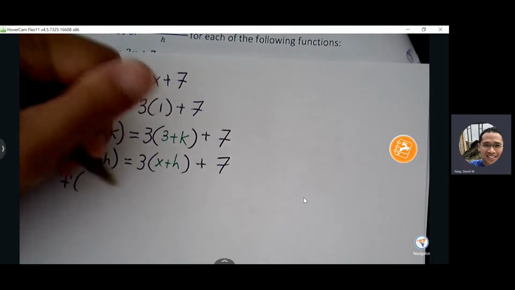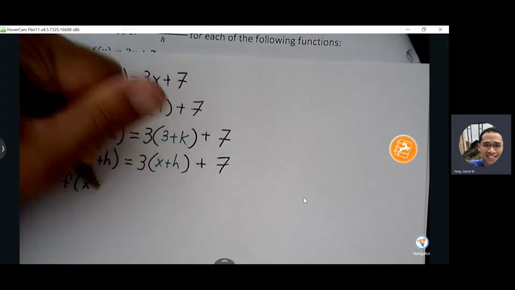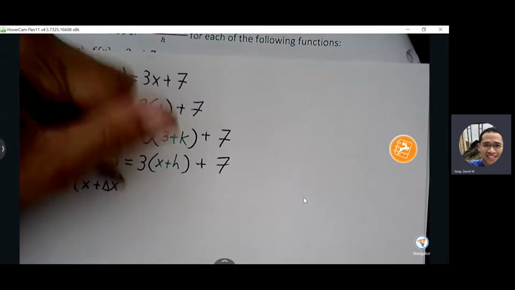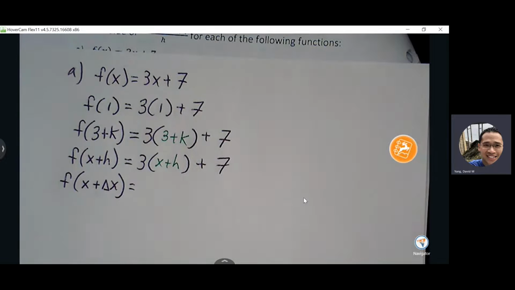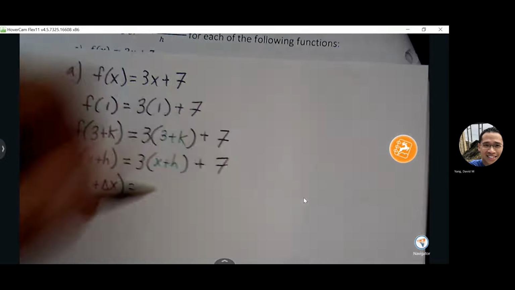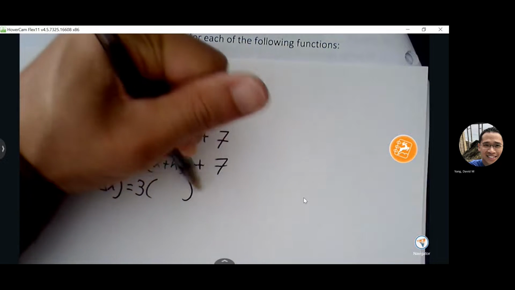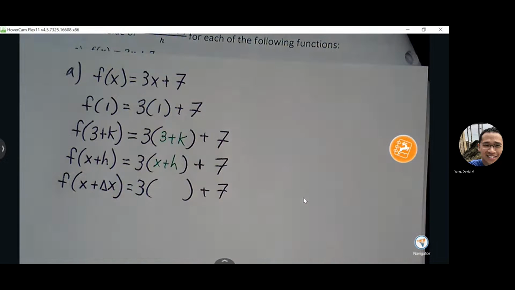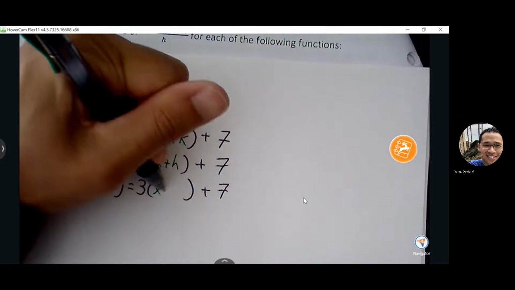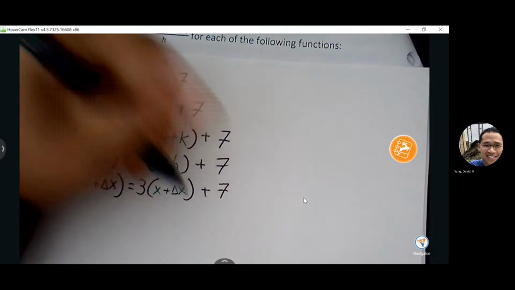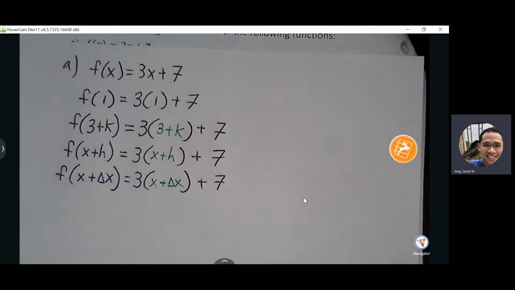You may have seen this in your homework here. X plus delta x. Think of delta x as its own variable. Delta x goes together. It's one thing. Same process, right? So we are removing something and putting something else in place of what we removed.